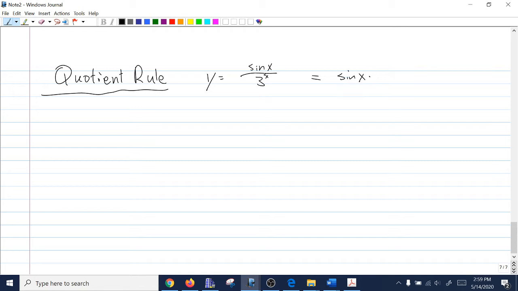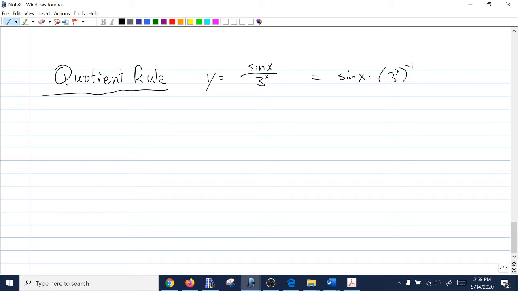Let's talk about the quotient rule. Before I say what the quotient rule is, I want to observe that we don't really need it. If I needed the derivative of y equals, let's say, sine x over 3 to the x, I have the option of rewriting this. I can rewrite that as sine x times the reciprocal of 3 to the x, which means 3 to the x to the negative 1.